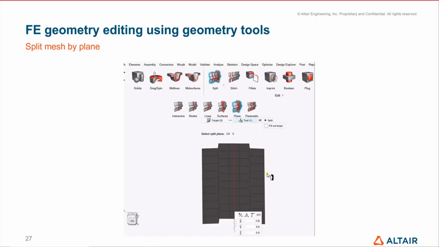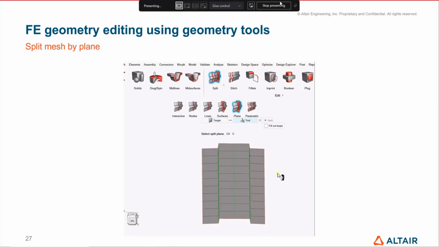Moving on to the editing tools. Here's an example from the split tool. Now you have an FE geometry, which is nothing but a mesh here. You can use the split tool to split with a plane. Previously we couldn't split any mesh with a plane. Now with the introduction of FE geometry, we can treat it just like any CAD and do the split operation on mesh.